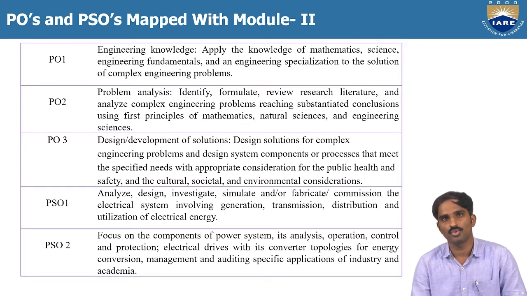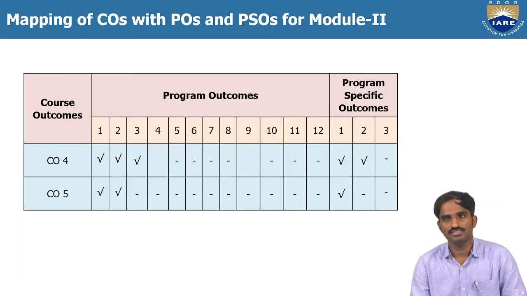Similarly, the program specific outcomes are PSO1 and PSO2. In this tabular column, you can see clearly which course outcome is mapped with which program outcome and which program specific outcomes. CO4 is mapped with all 3 program outcomes and both program specific outcomes. But CO5 is mapped with only program outcomes 1 and 2 and only program specific outcome 1.